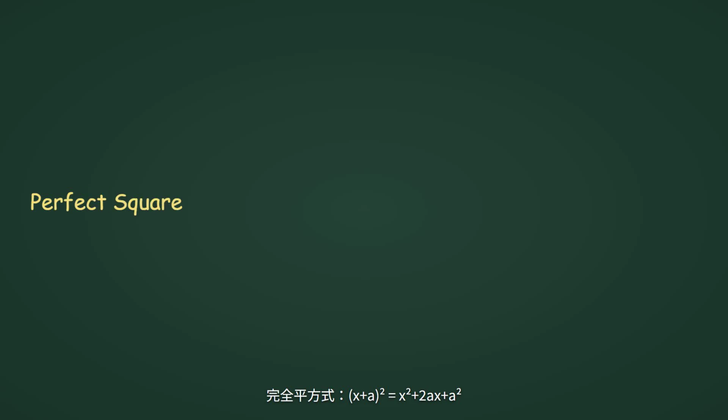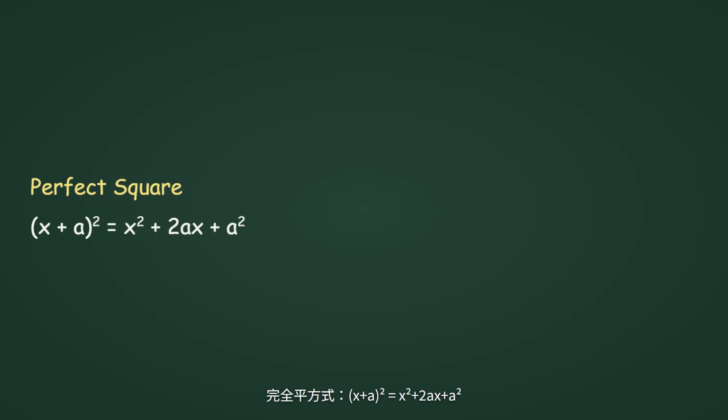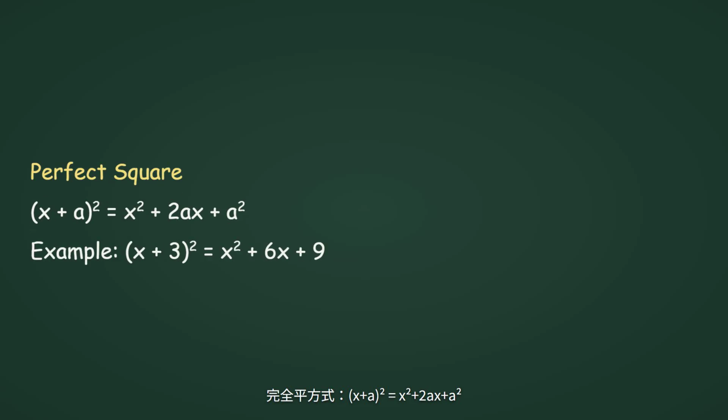A very important special case is the perfect square. When we expand (x plus a) squared, we get x squared plus 2ax plus a squared. Notice the middle term is twice the product of x and a. For example, (x plus 3) squared equals x squared plus 6x plus 9. Remember this pattern as it appears very often.